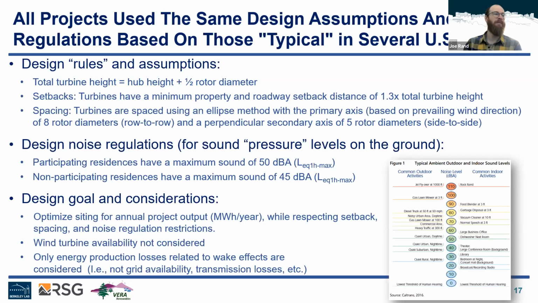Yeah, thanks, Owen. So the first question about the total height, we used the 1.3 total turbine height multiplier, as this slide shows. That's across the board, but on top of that, there were 2 other setbacks, if you will, which were the participating and non-participating sound thresholds. So those will.